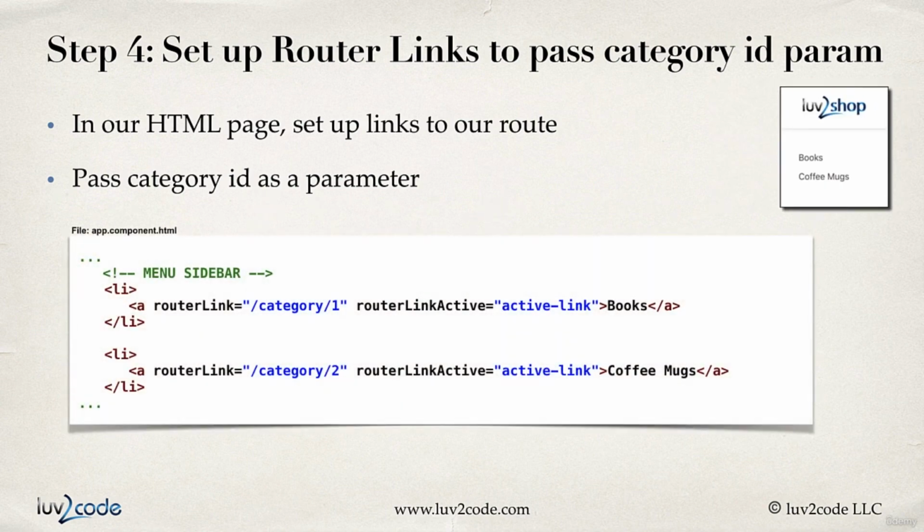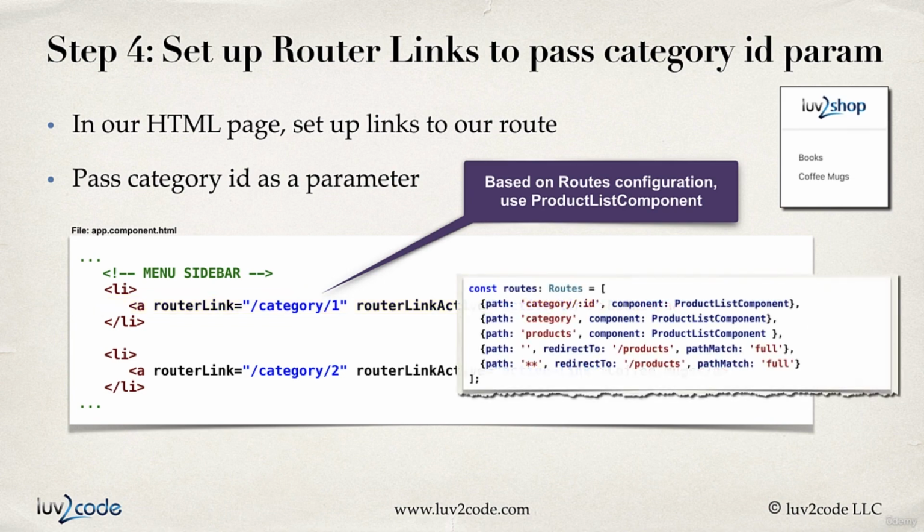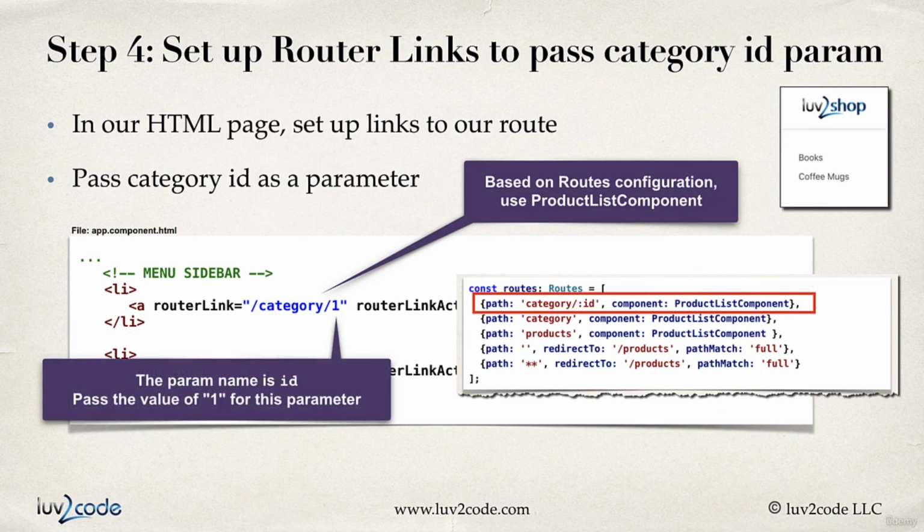So here's our app.component.html. So our little menu sidebar here, we make use of this anchor routerLink category/1. So based on the route configuration, it's going to use the product list component, and we'll pass in that given ID. So remember, in our configuration here, we have the /:id. So the number 1, 2, and so on. That's the actual ID parameter that'll be passed in to this product list component.